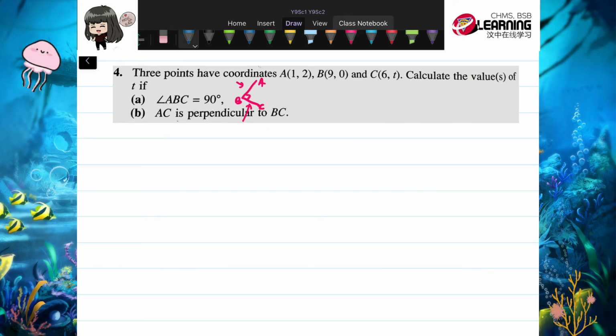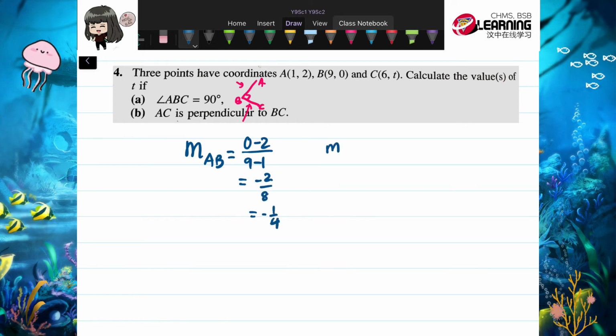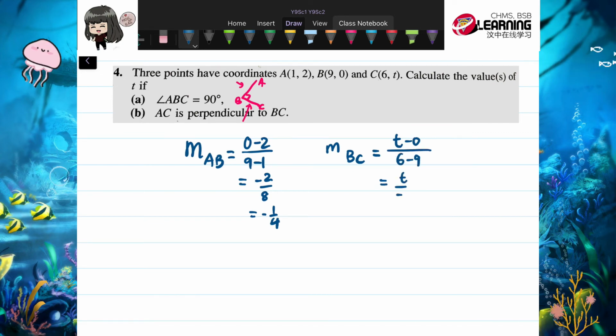So what we're going to do here is find the gradient of AB first. The gradient of AB equals y2 minus y1 over x2 minus x1. So 0 minus 2 over 9 minus 1, negative 2 over 8, which is negative 1 over 4. And my gradient of BC here is t minus 0 over 6 minus 9, so it's t over negative 3.